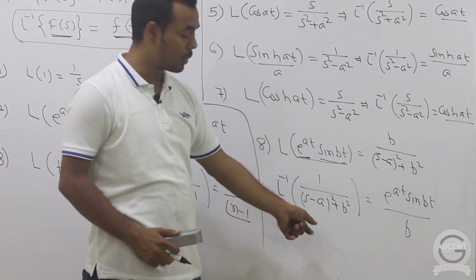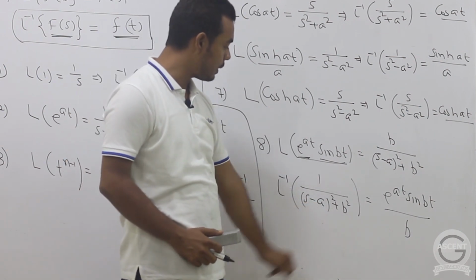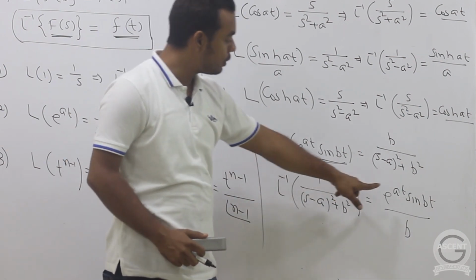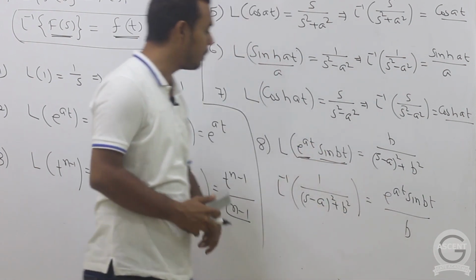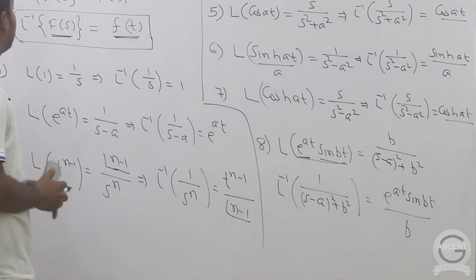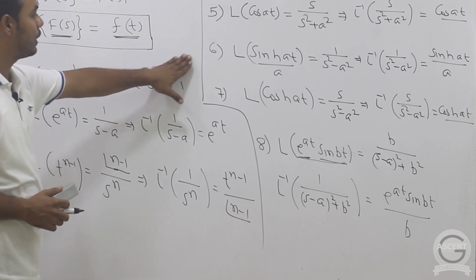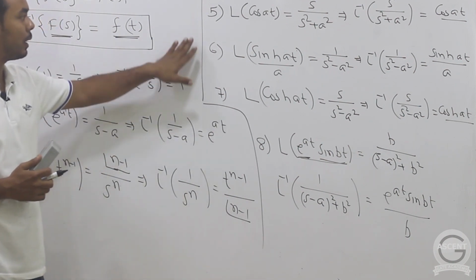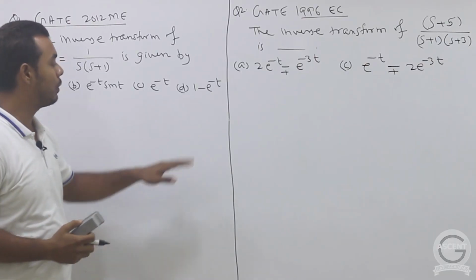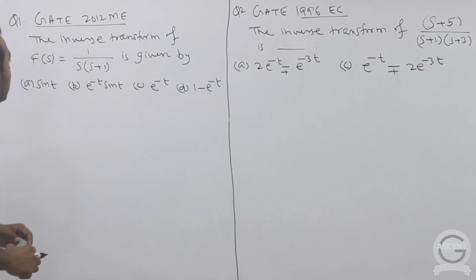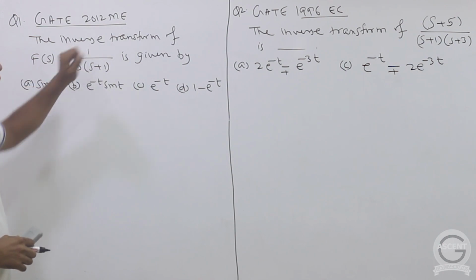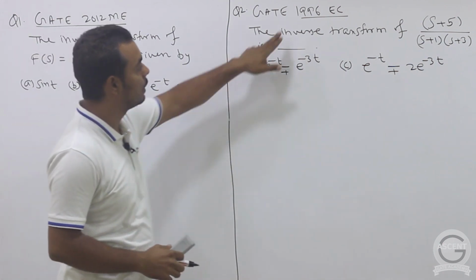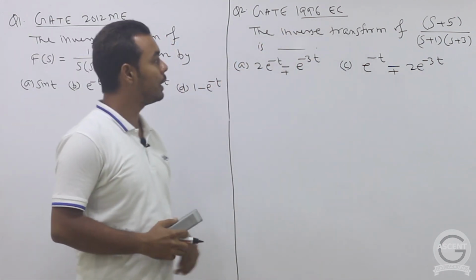So inverse transform of 1 by (s minus a) square plus b square will be e to the power at sin bt by b. So these are some of the important results related with inverse transform that you need to know. Now we'll take some problems, and with the help of those problems we'll see how to apply this formula. Okay, so now we are going to see these two problems. The first question was asked in GATE 2012 in mechanical, the second problem in GATE 1996 in EC.